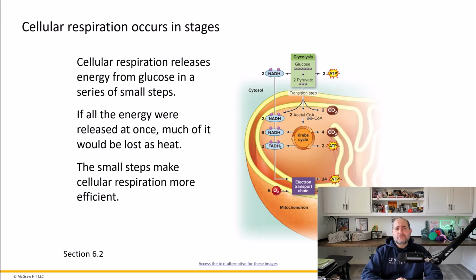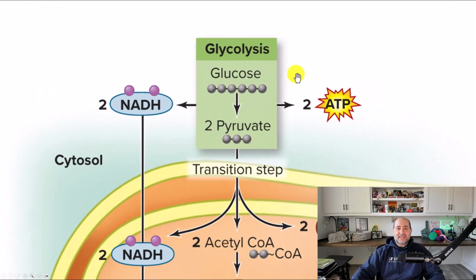Now remember, cellular respiration takes place during a series of different chemical reactions. It doesn't happen all at once. If it happened all at once, too much energy would be released at once, and that would be bad. So instead, we have what are known as the stages of cellular respiration. The first stage is called glycolysis. You may have heard of glycolysis before, and the glycolysis stage occurs in the cytosol, the liquid portion of the cytoplasm. It occurs in the cytoplasm of the cell.